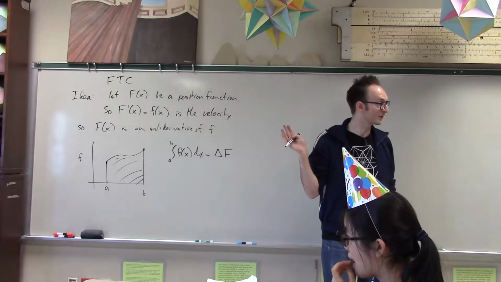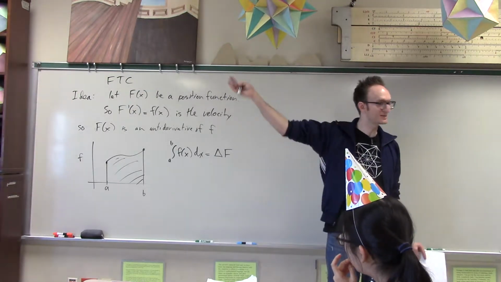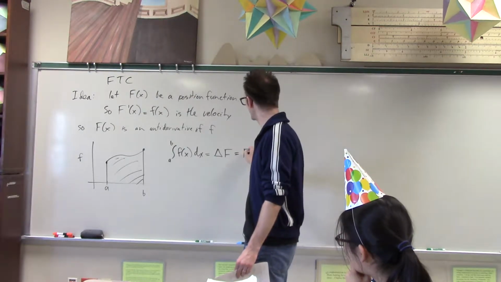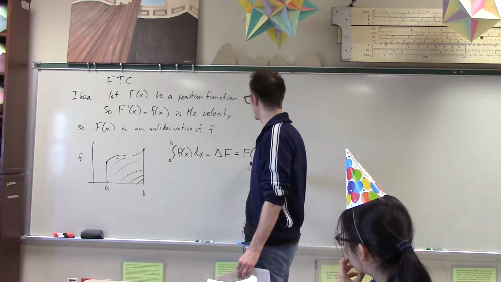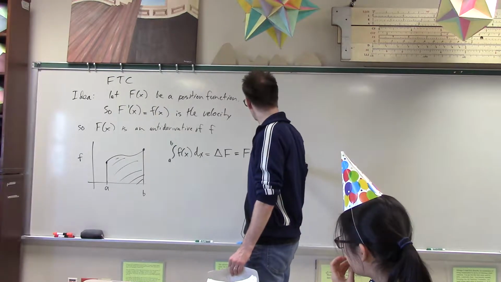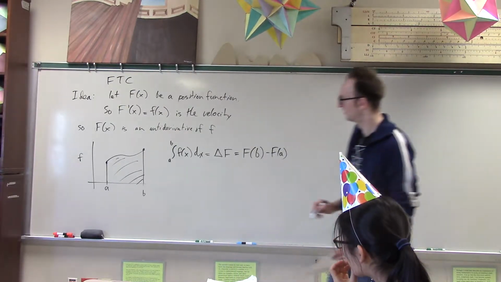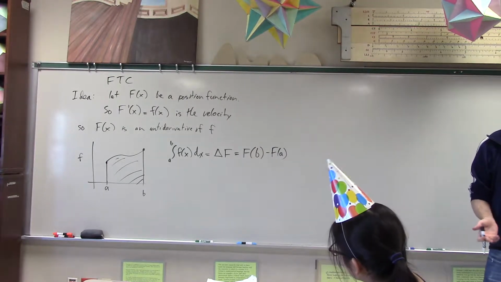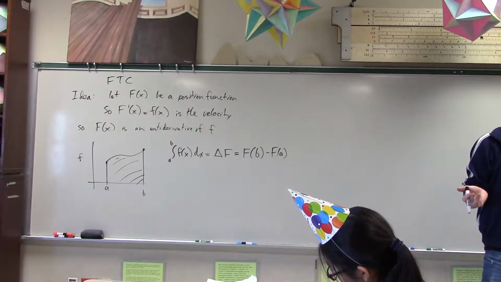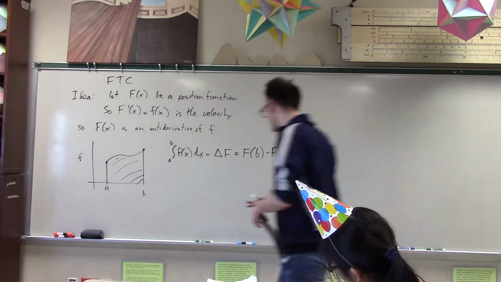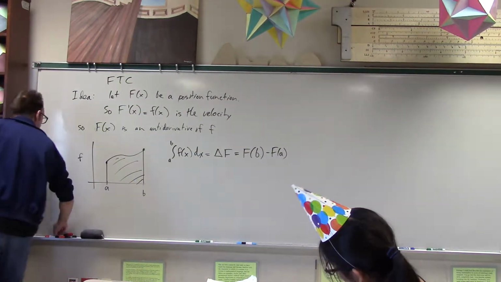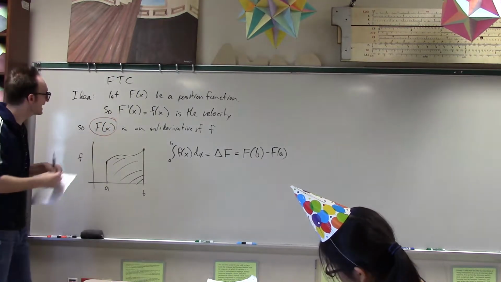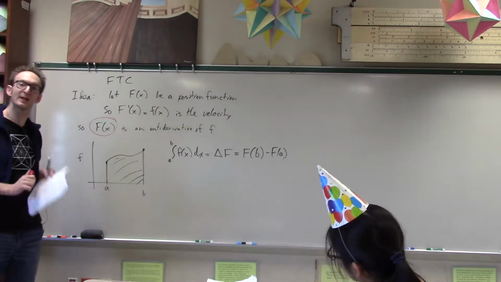position. I get the displacement, right? The change in position. But if big F is the position, then the change in position is just the difference between the position at the end and the position at the beginning. Okay. This is just stating a bunch of things that you have already processed, I think. But now I bring your attention to the fact that this big F function is an antiderivative of this little f function.